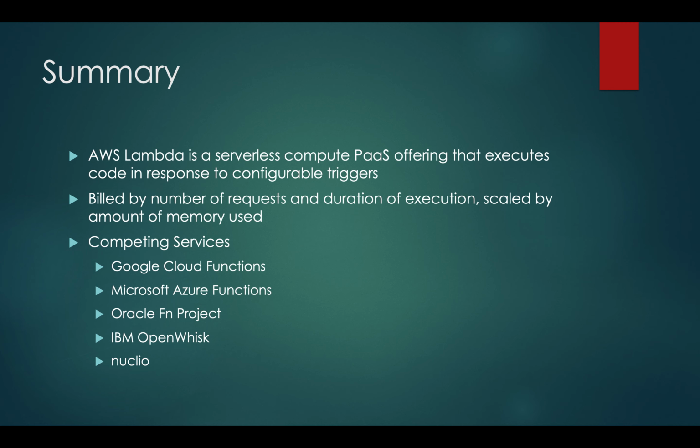And lastly, I just wanted to highlight that some of the competing or comparable services in other cloud providers would be Google Cloud Functions from the Google Cloud Platform, and Microsoft Azure Functions. Those are the two cloud offerings. But in addition, this idea of a serverless architecture has become fairly common, and there are a bunch of different products that are out there now. Oracle Fn Project, IBM OpenWhisk, and Nuclio are three projects that are open source and are or could be hosted in an open source cloud platform.